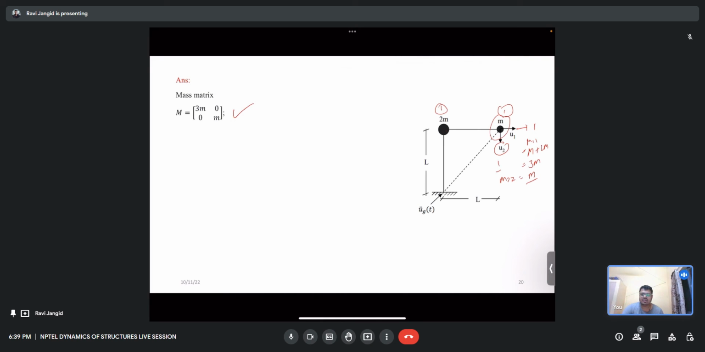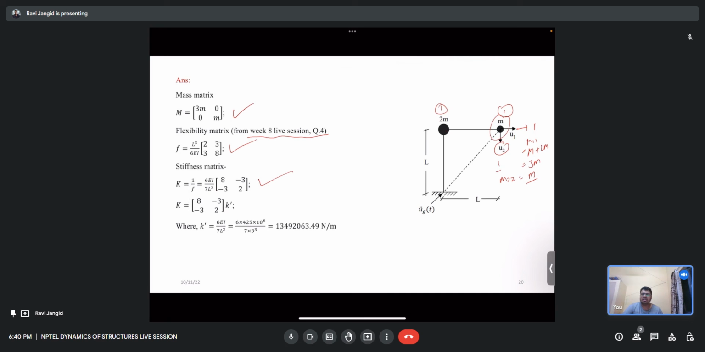And for the flexibility and stiffness matrix, I have told you that from the week 8 live session, question 4, we have calculated the flexibility matrix. So if you know the flexibility matrix, you can calculate the stiffness matrix as the inverse of this. So I have taken the inverse of this, and this is my stiffness matrix, that is 6EI by 7L cube times [8 -3; -3 2]. Okay. So after getting this, I have written 6EI by 7L cube as k dash. If I put the values of EI and L, I get the k dash value.